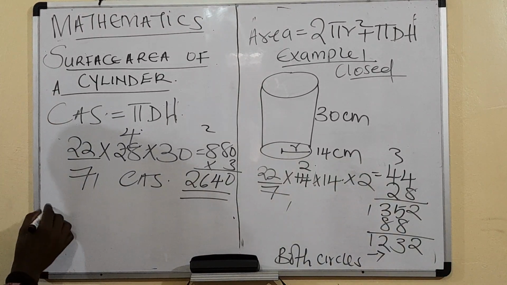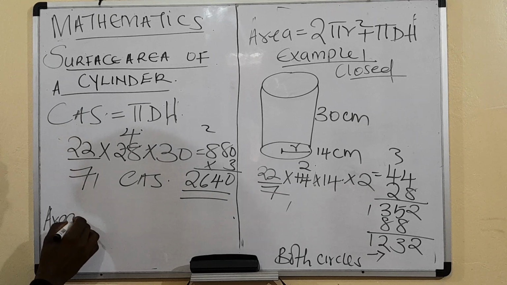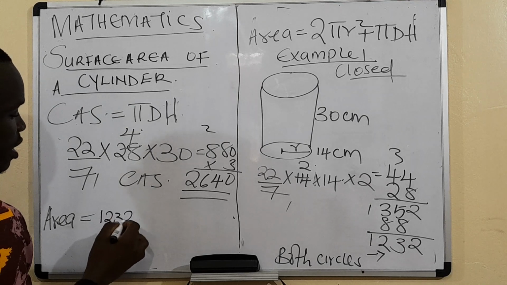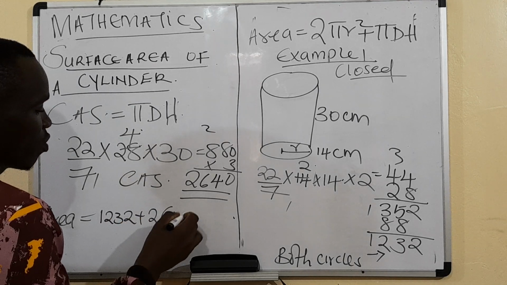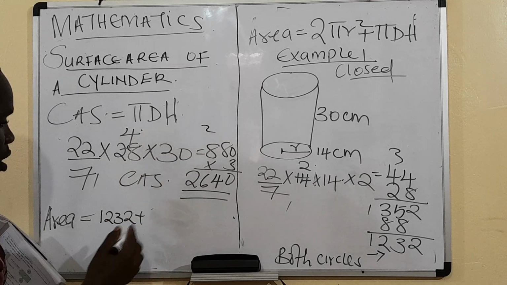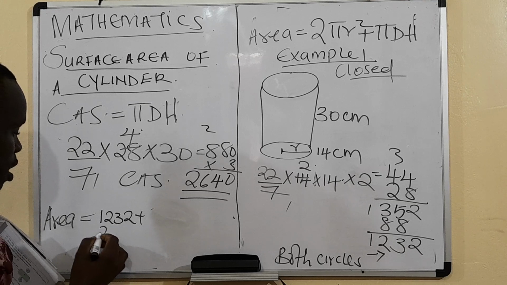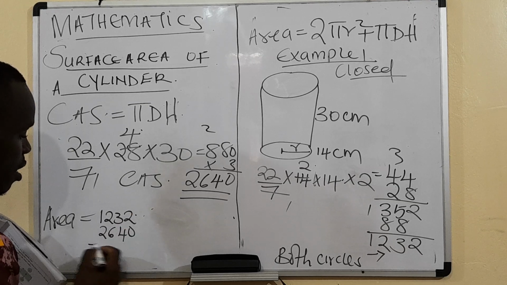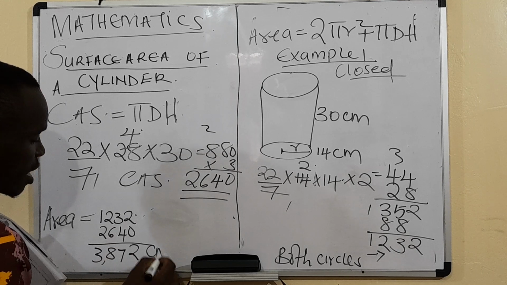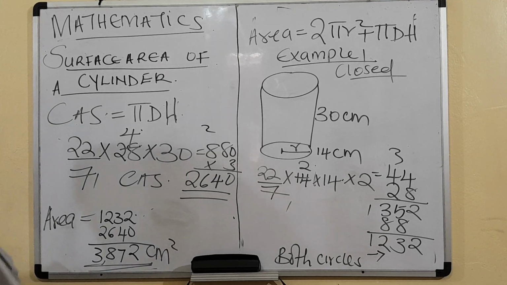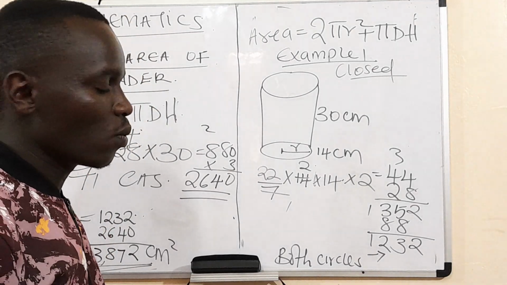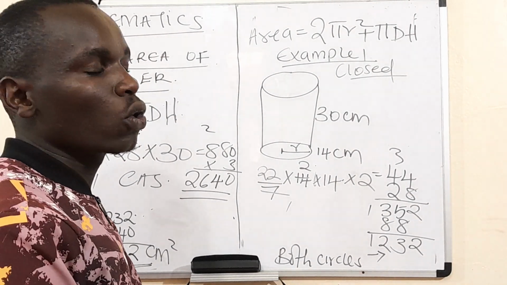So the area will be given by 1232 plus 2640. Let me use this one, which will be easier. We are going to have the area as 3872. Now this one is a case of a closed cylinder.